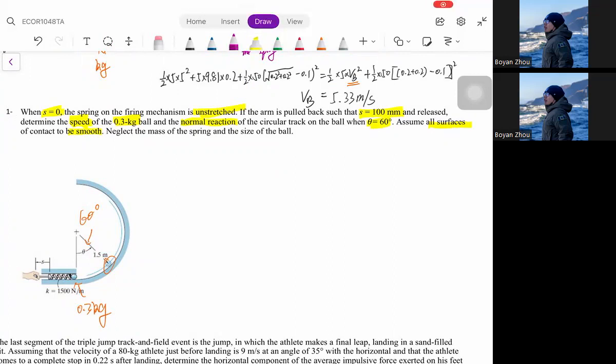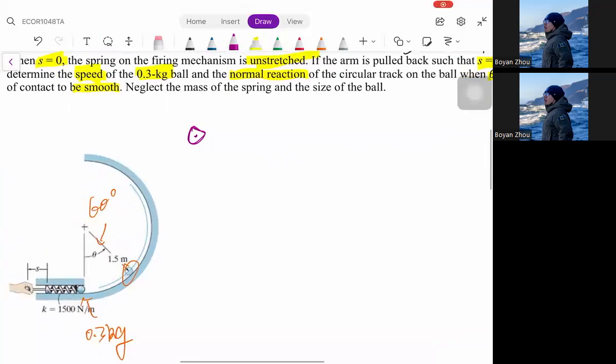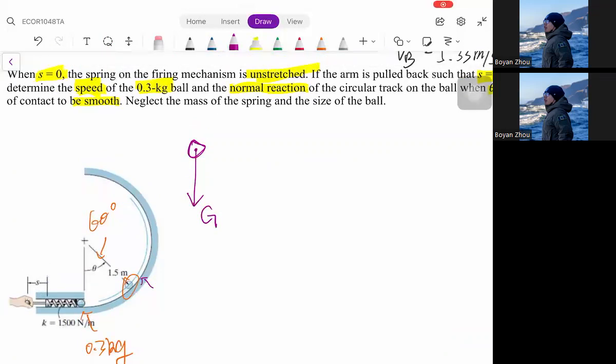First, we can draw a free body diagram of the ball. It's going to have gravity, and it's going to have a reaction force from the rail. It's going to be normal to the surface, the reaction force. And we also know this angle is going to be 60 degree. So that is the free body diagram.